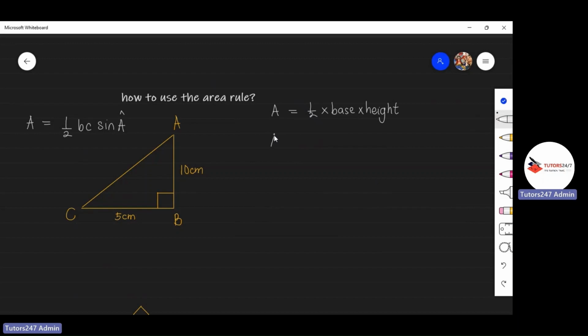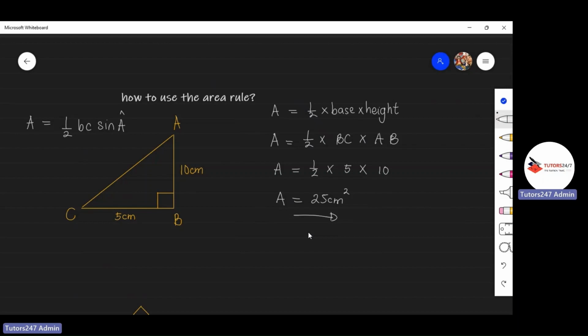So we have area is equal to a half times our base, which is BC, times our height, which is AB. We can then substitute. So we have BC as 5 centimeters and AB as 10 centimeters. From here, we can put this into our calculator. We'll have a half times 5 times 10, and that will give us 25 centimeters squared. So that is the area.